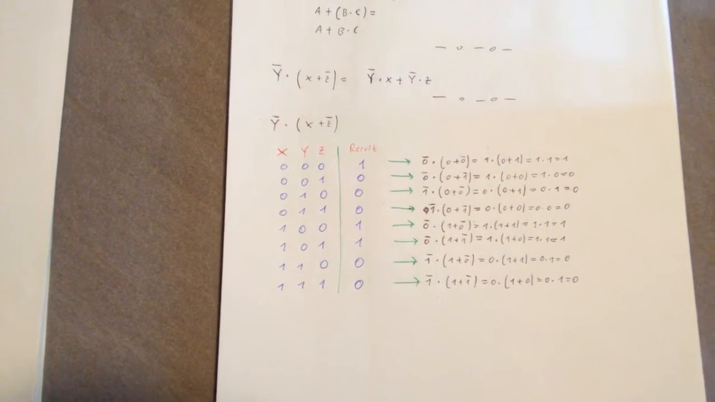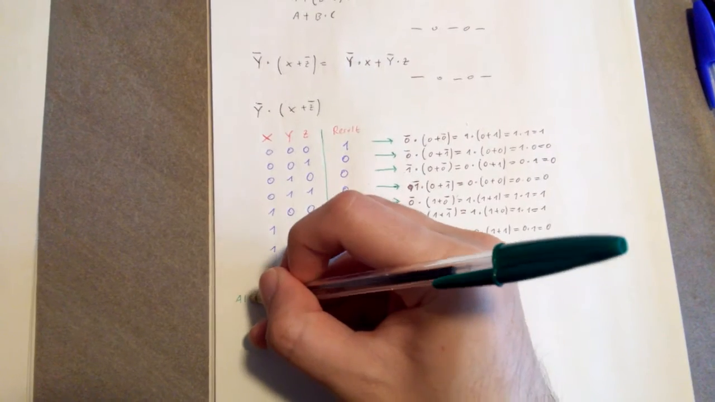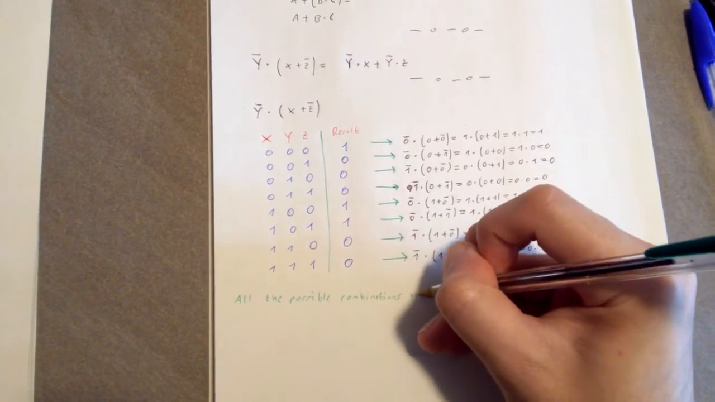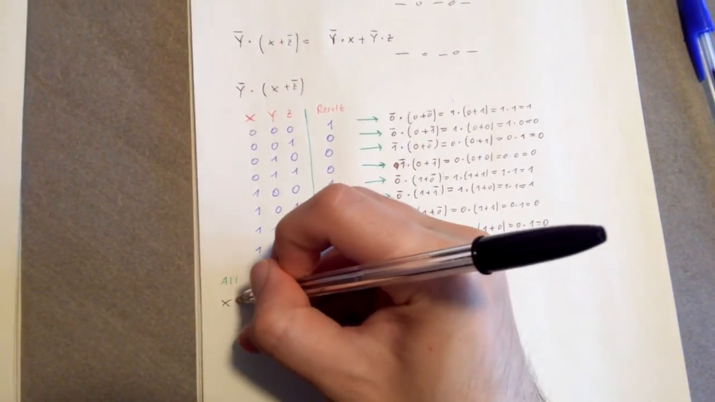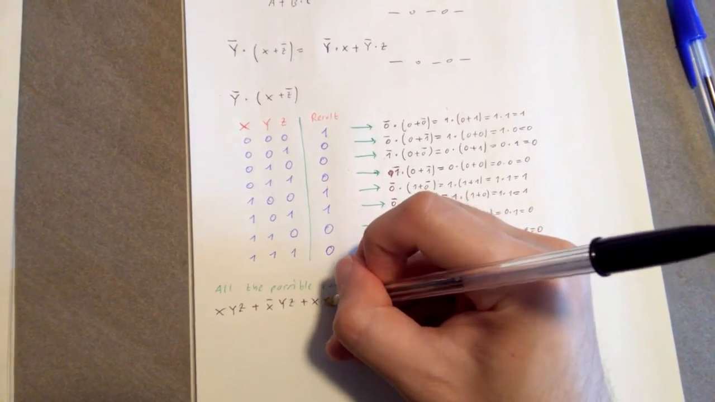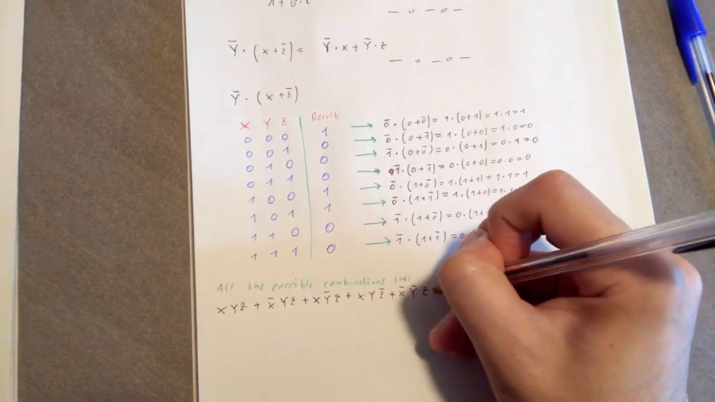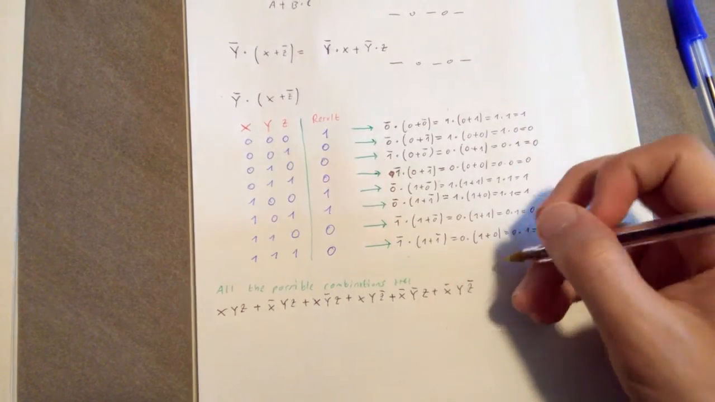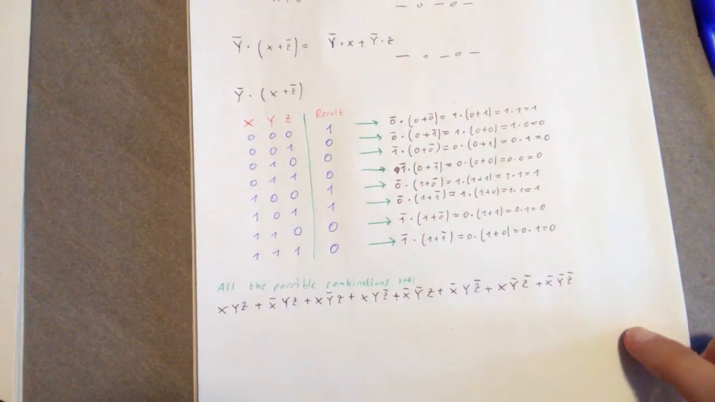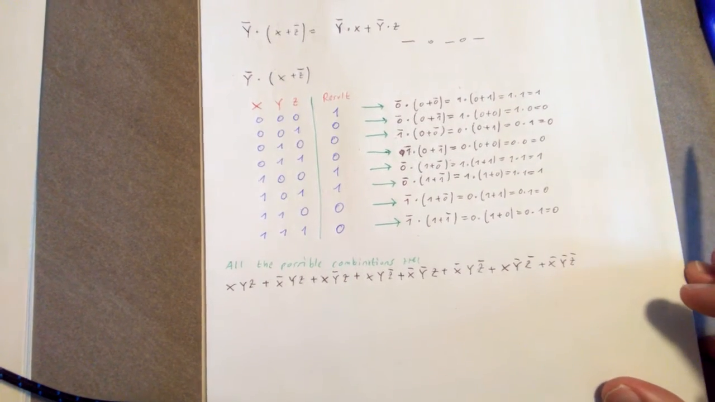Now we have our truth table here, and we can say, okay, fair enough. These are all the possible combinations. So x, y, z plus x naught y, z plus x, y naught z plus x, y, z naught plus x naught y naught z plus x naught y, z naught plus x, y naught z naught plus x naught y naught z naught. Now those will be all the possible combinations, but we're not going to use all of them. We don't want all of them. We want to reduce this as much as possible.